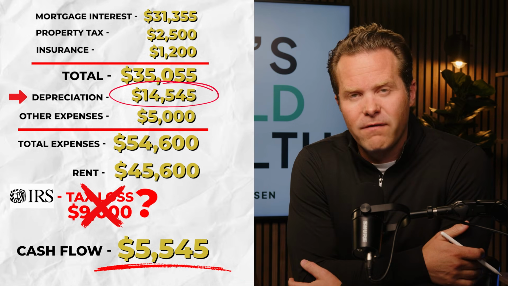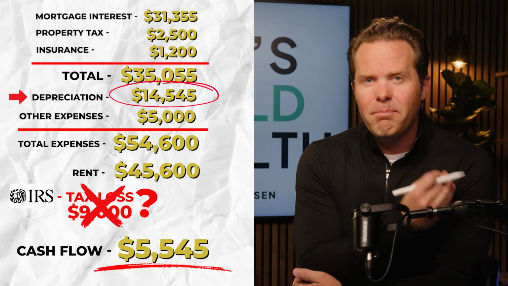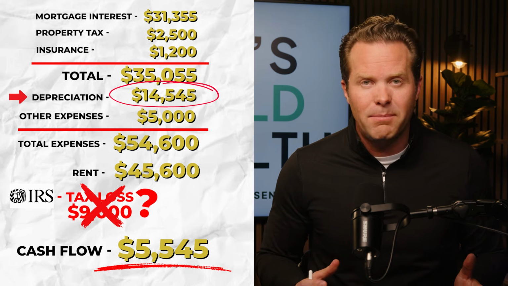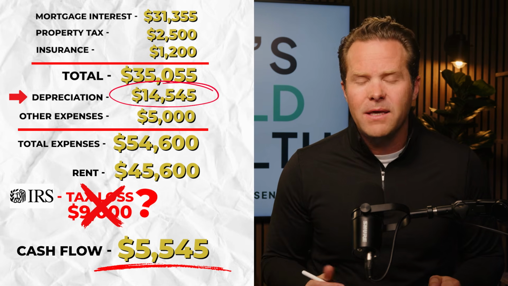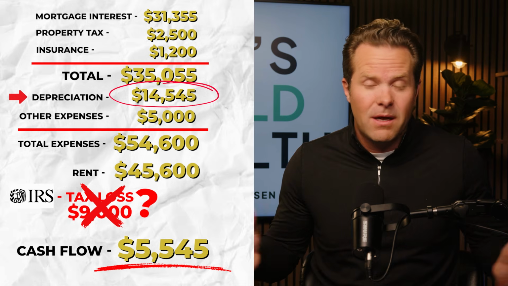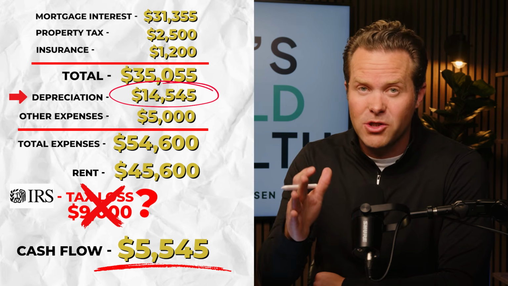The big reason why is right here. Depreciation, $14,545. That is an expense you did not come out of pocket for, but you get the benefit of on your tax return. This is one reason a lot of people talk about rental real estate being a great tax strategy. I can cash flow, have money in my pocket, and not have to pay the IRS anything because of the depreciation expense, which is a phantom expense I'm not coming out of pocket for, but does get to go on my tax return, which allows me to show lesser income.